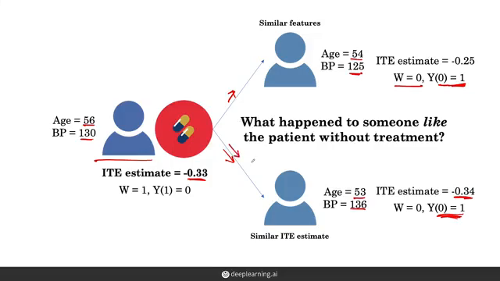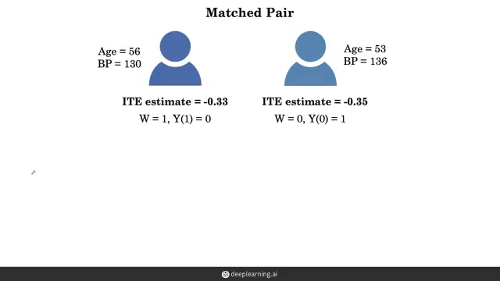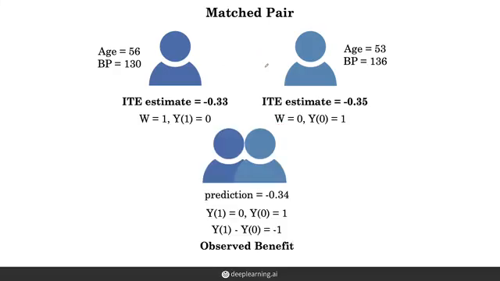We now have a pair of patients, one in the treatment arm and another in the control arm, that we have matched to each other. We can now take the average of these individual treatment estimates to get a prediction for the matched pairs. We can also get the factual outcomes from each of the patients and use that as the factual outcomes of the matched pair.